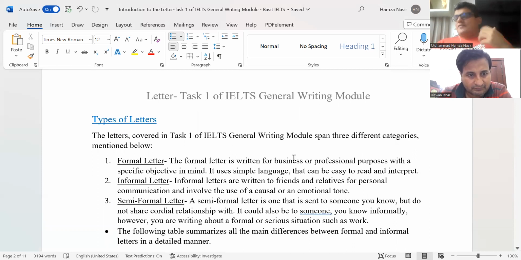Just as you have different types of essays, at the same time you have different types of letters in Task 1 of the General Writing module. Number 1, you have the formal letter. What is a formal letter?